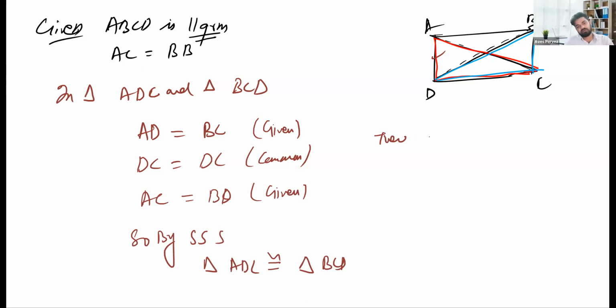Therefore, by CPCT, we can say that angle ADC will be equal to angle BCD. This angle of red will become equal to this. Or you can simply write angle D is equal to angle C of blue. Angle D of red, because the red triangle is congruent to blue, so this angle of red will be equal to this angle of blue.